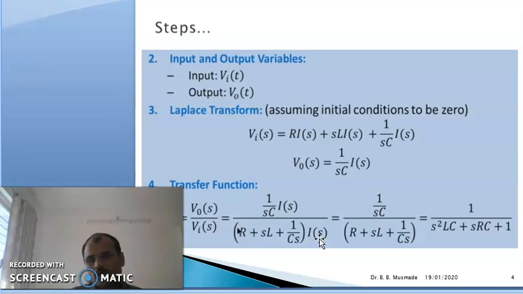Also we have the Laplace transform of output as V0 of s is equal to 1 over s into C into I of s. So finally we get the Laplace transform ratio V0 of s upon Vi of s, and after simplification we get the transfer function of this system G of s equal to 1 over s square L C plus s R C plus 1.